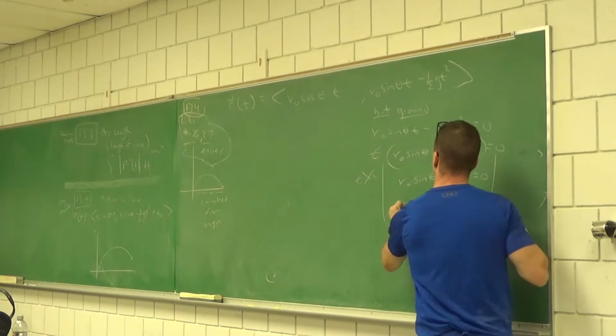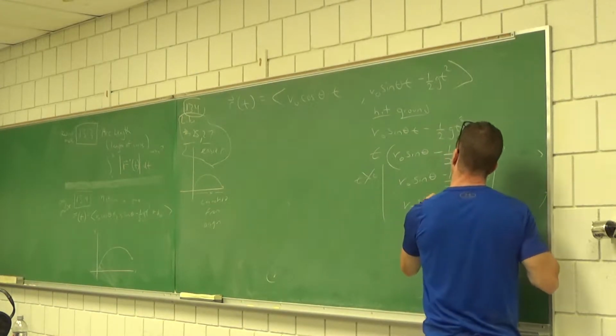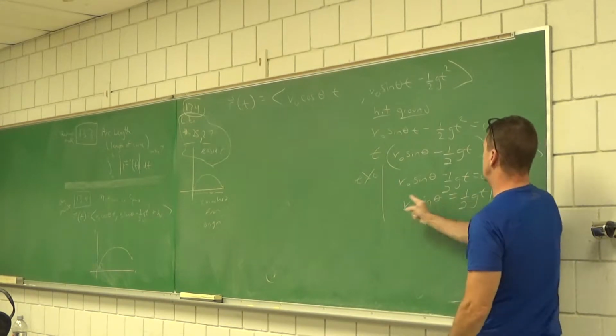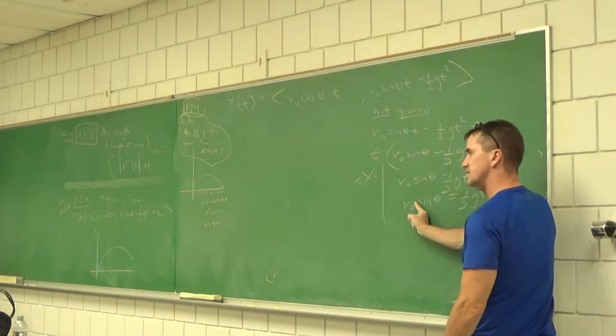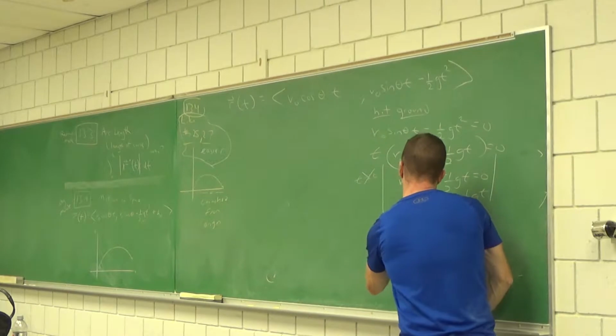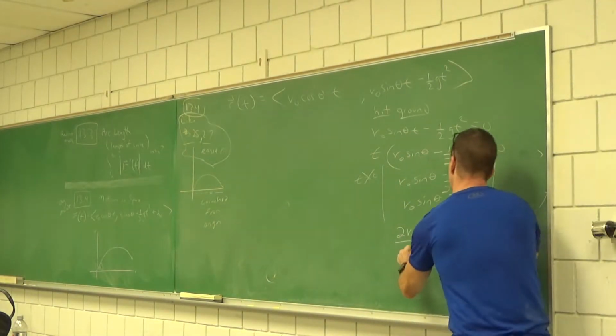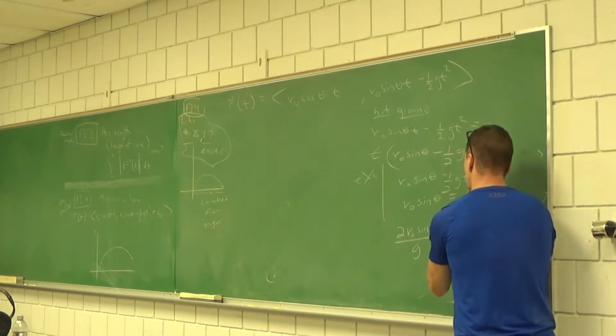I'll add this over here to this side, and I heard you say v naught sine theta. It equals this, so I can multiply the 2 over here and then divide by g. Do you agree? 2 v naught sine theta all over g is equal to t.